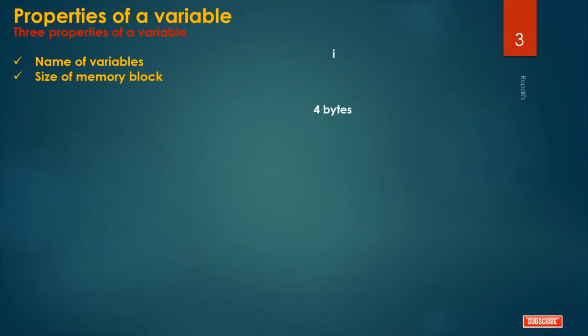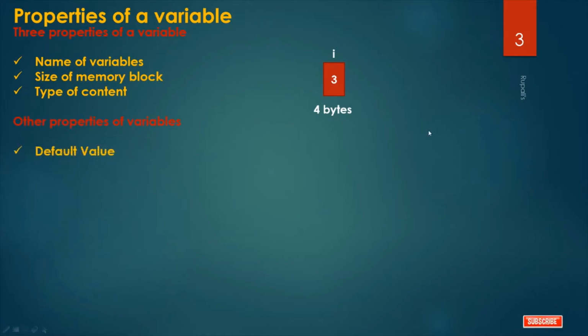Second is the size of the memory block. Say if the variable is an integer variable, it will allocate 4 bytes in memory. And third is the type of contents. Because it is an integer variable, it holds an integer value, so the type of content is integer. There are some other properties of variables.